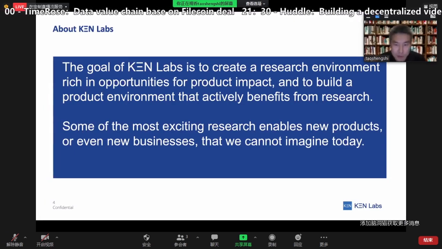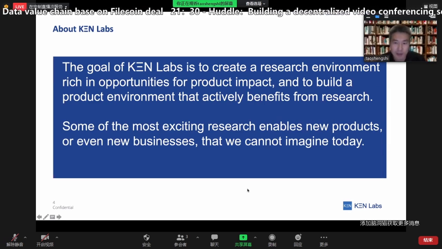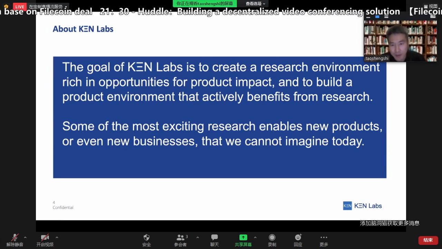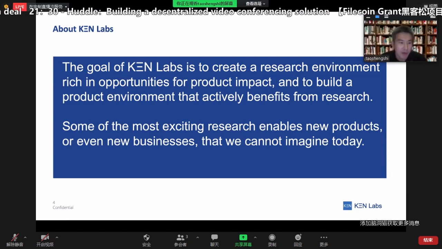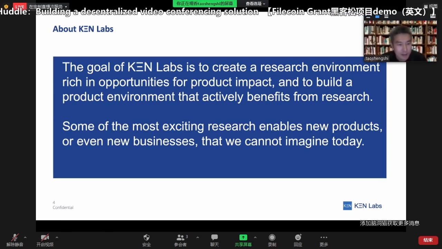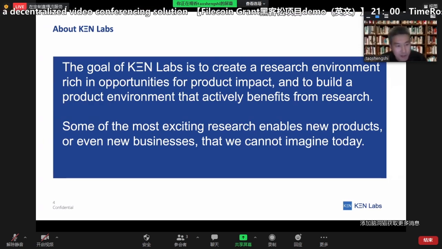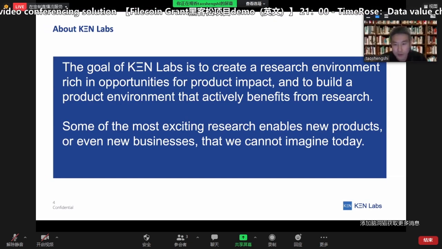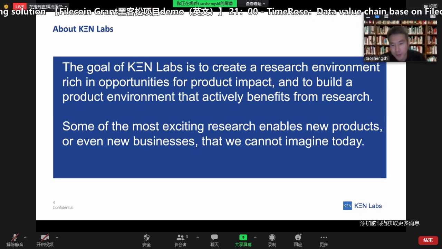The goal of Ken Labs is to create a research environment which reaches opportunities for product impact, and also build a product environment that actively benefits from research. That is, Ken Labs is a research lab, but focused on Web3, IPFS and Filecoin. Some of the most exciting research enables new products and even new businesses that we can't imagine today.